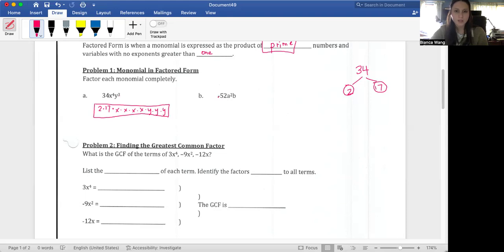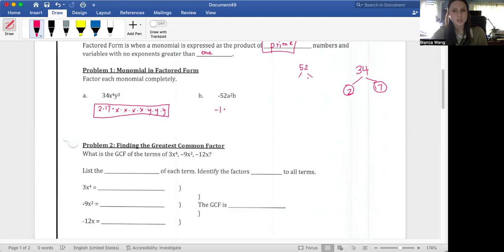Okay, let's look at negative 52. Well, first of all, this negative symbol, we always want to bring that out because when you have a negative number, it really means negative 1 times whatever the positive is. And so it'd be negative 1 times 52, except I know 52 is not a prime number, so I need to break that down.